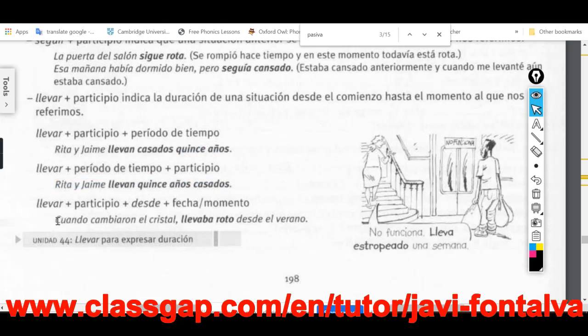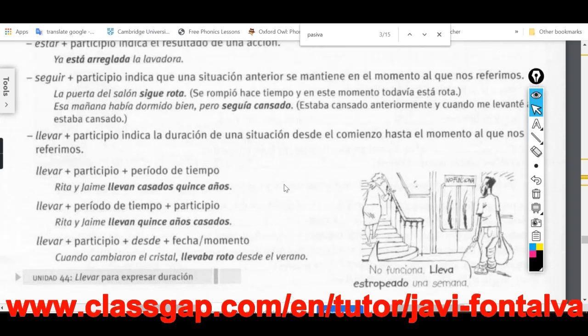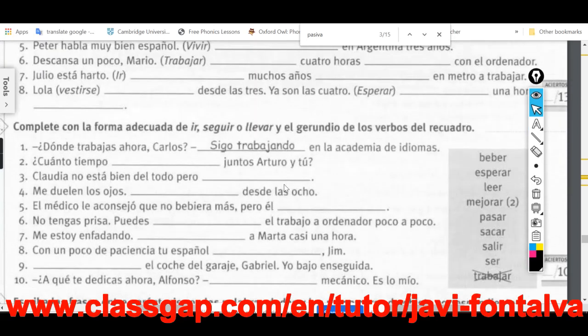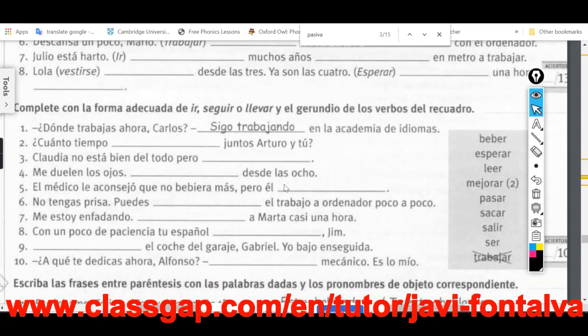So, yeah, the only difference here is when you use past participle, you talk about the situation. When you use gerund, you talk about an action. Okay, let's do this one. So you're gonna use ir, seguir, llevar plus a gerundio, one of these. For example, ¿dónde trabajas ahora, Carlos? Sigo trabajando, so I'm still working in la academia de idiomas, the language school. So academia is like academy. Idiomas is like languages.